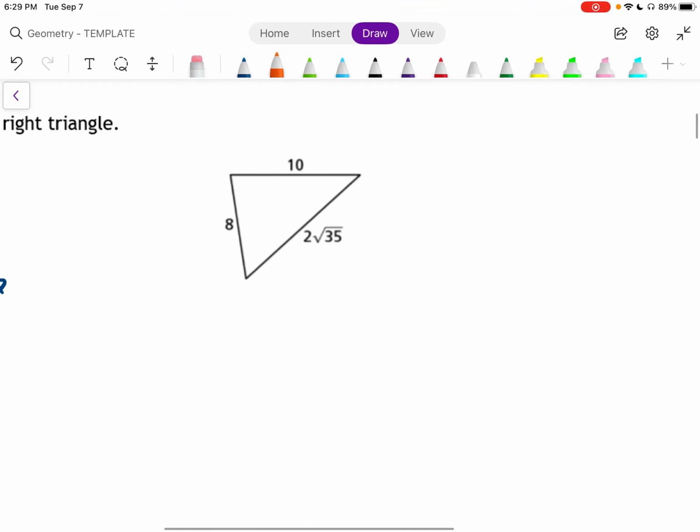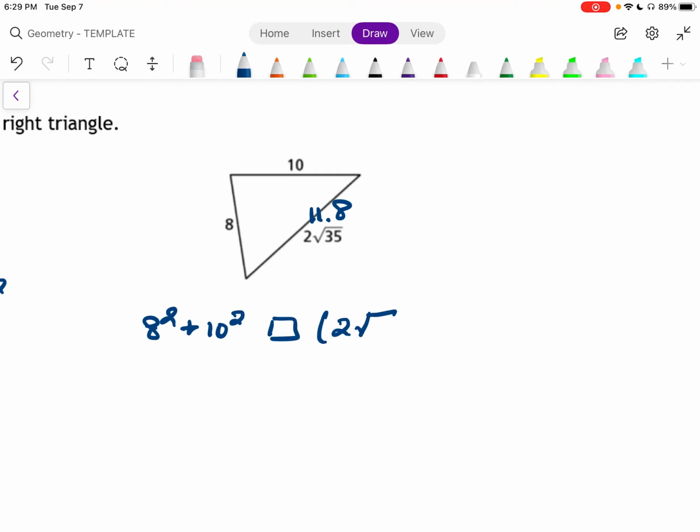All right, in this next one, I'm going to start off by typing in 2 root 35, and that gives me 11.8. And again, the only reason I'm typing that in is to make sure that I know which side is longest, so that I know which side to treat like it's my hypotenuse. So just like in the last one, I'm going to now plug in, I have 8 squared plus 10 squared, and then I'm going to put my box here, and then I have 2 root 35 squared.